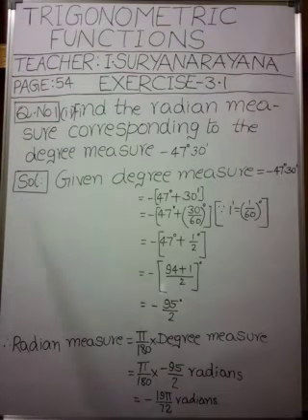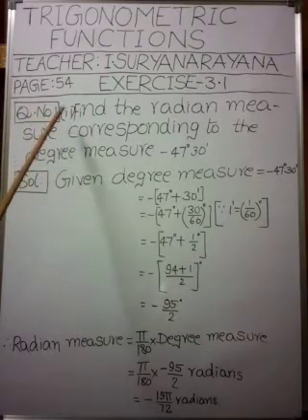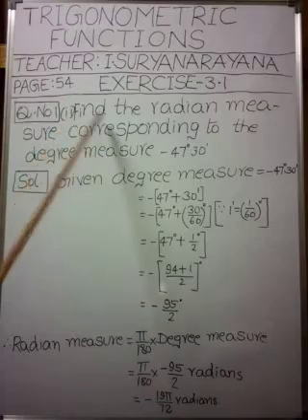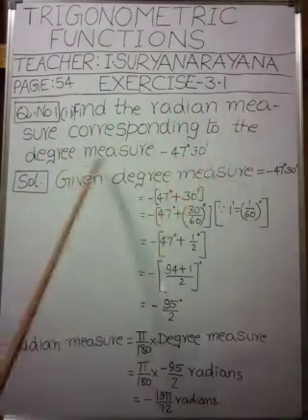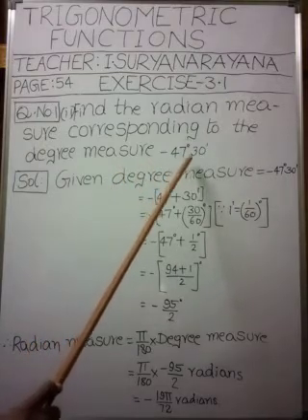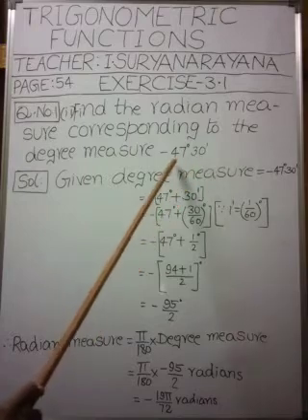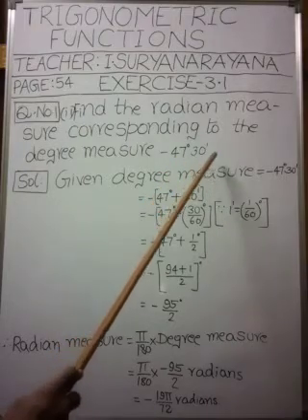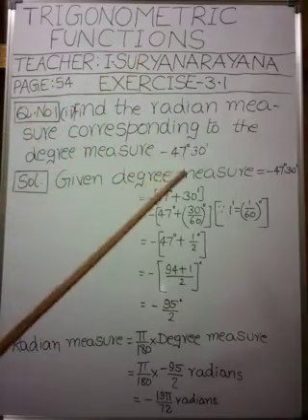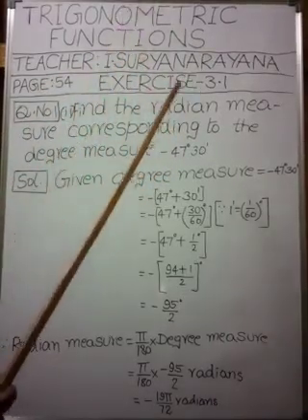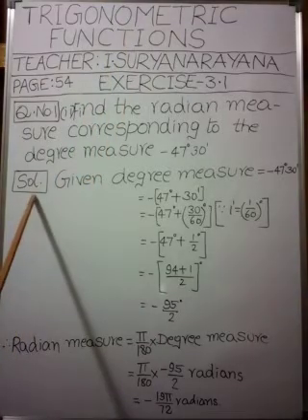Now come to the second question in this Roman number 1. Find the radian measure corresponding to the degree measure minus 47 degrees 30 minutes. The angle here is minus 47 degrees 30 minutes. We have to convert this angle into radian measure. Okay, my dear children, understood the question? Right. So come to the solution part.